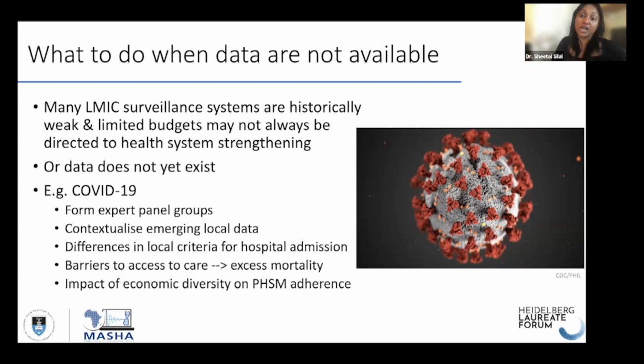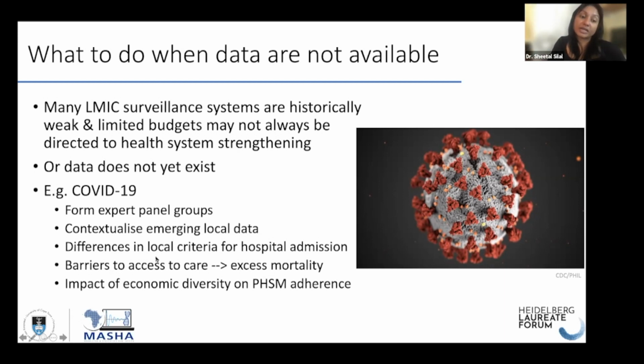So where data were not available for your local setting, these expert panel groups were able to weigh in on which data were reliable and which data were not. And in many cases provide assumptions that could be used in models or parameter values that would be more reliable or contextually relevant compared to some international parameter values. And so this really was about contextualizing this emerging local data and understanding where the data comes from, what populations it is representing, and if I include this in my model, what are the ramifications for the greater population?